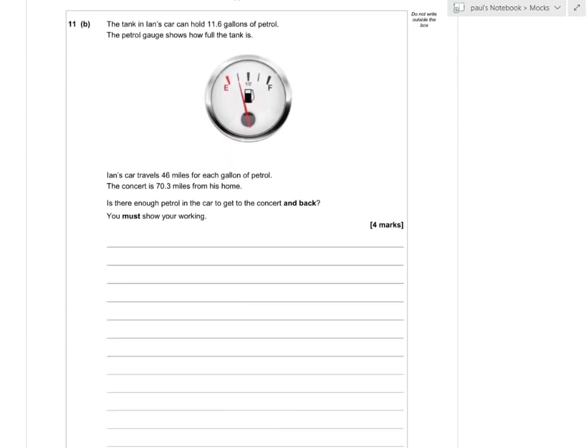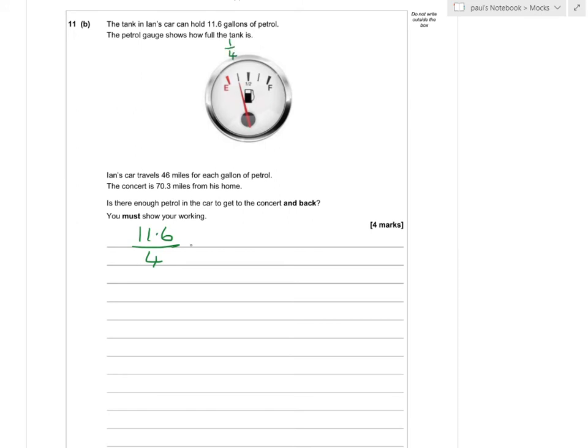Right, a tank in Ian's car can hold 11.6 gallons of petrol. The petrol gauge shows he's about a quarter of a tank there. Ian's car travels 46 miles for the gallon. The concert is 70.3 miles from his home. Is there enough to get him there and back? Right. So Ian's tank holds 11.6 gallons. So I'll divide that by 4 because he's got a quarter of a tank.